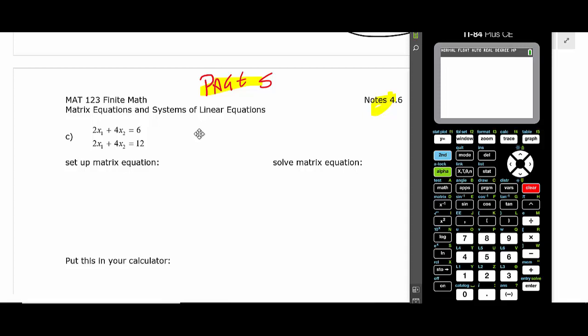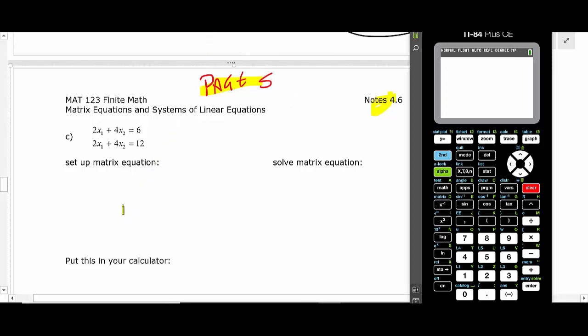So to finish this up, we'll look at how you do matrix equations. Okay, and you're going to do this on the calculator. You're going to get the answer on the calculator, but mainly what I want to see is that you can set these things up. So here's the system of equations.